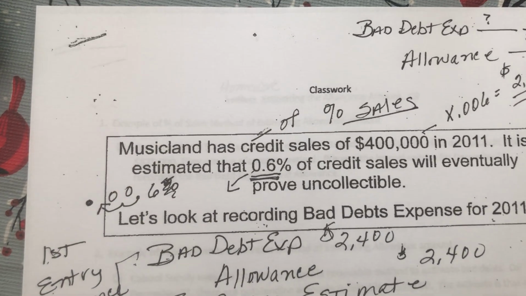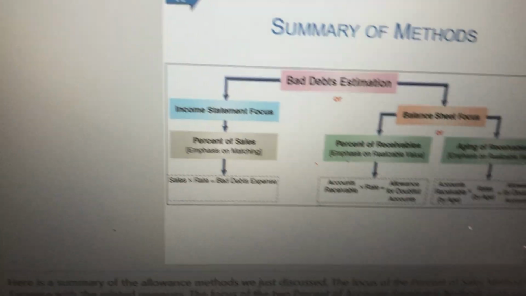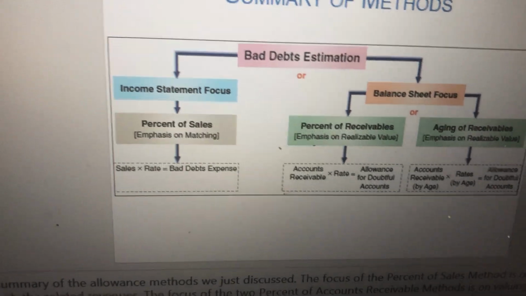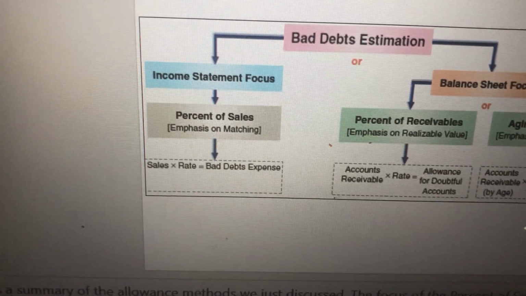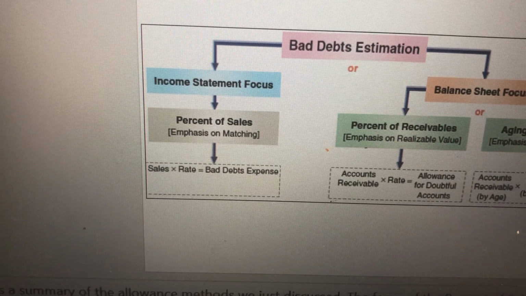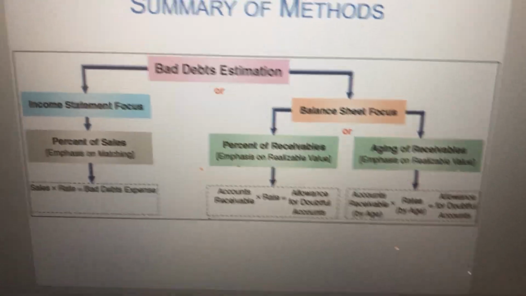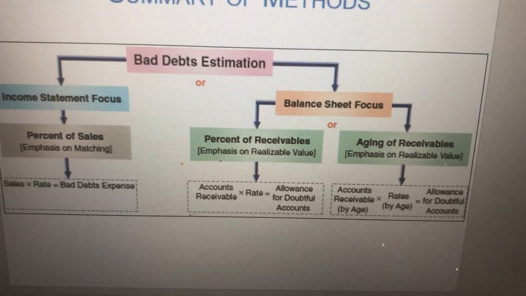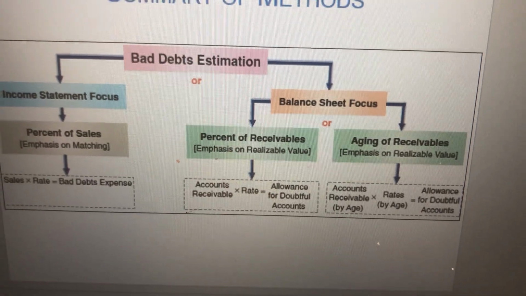that I want to look at is a summary of these methods, and this is on slide 13. On the percentage of sales, it's a focus on the income statement, okay, and it tells you how to calculate it. You don't have to adjust for what's already in there. On the last two, they're balance sheet focused because you're multiplying times receivables. So take a look at that.